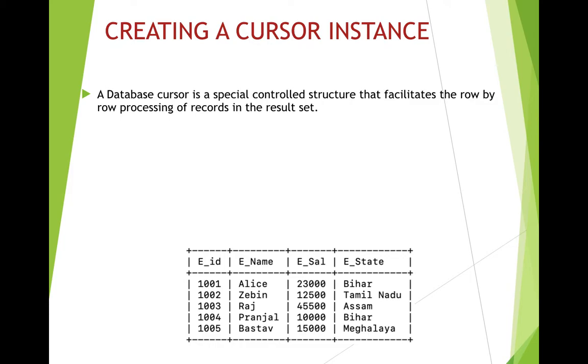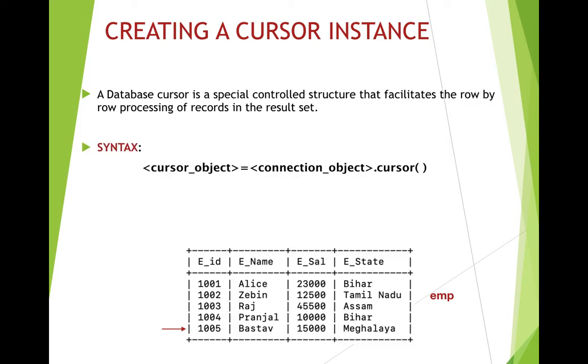Let's take the EMP table which we discussed while discussing the topics on SQL. So this is the EMP table. At first the cursor will be on the first row and then once the first row processing is complete, it will move on to the second row, then to the third row, then fourth and finally to the fifth row. Now what is the syntax of this?